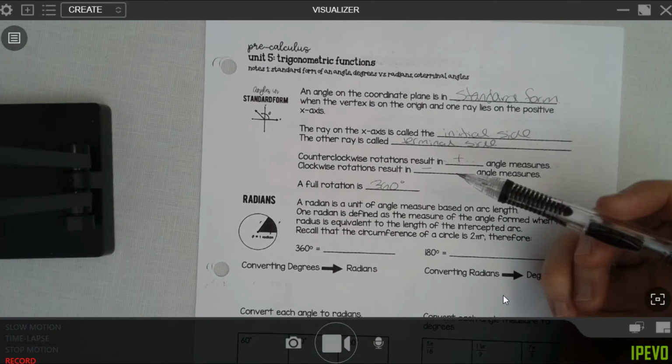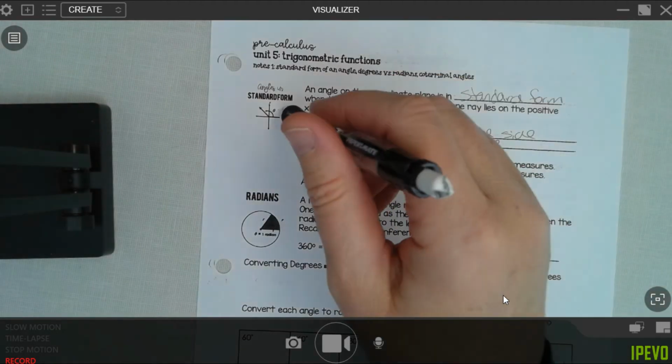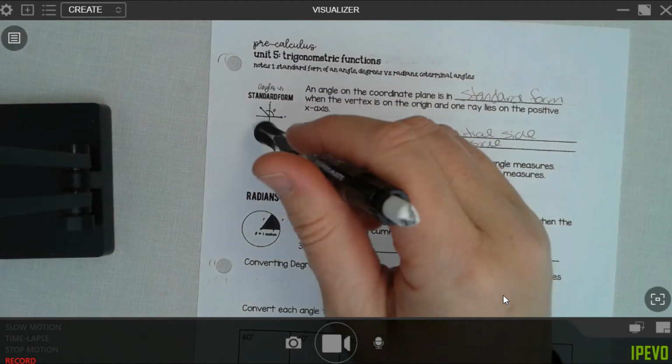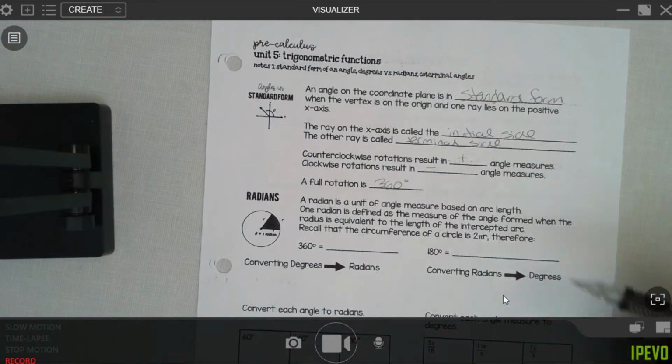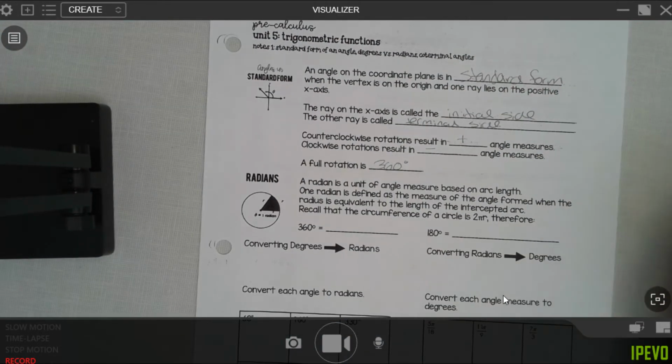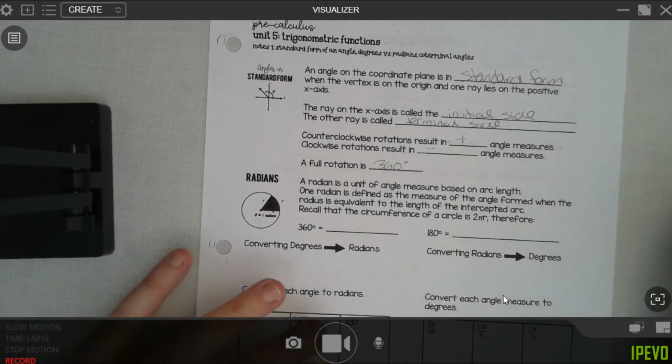When you go counterclockwise this way, you're going in the positive direction, and if you go in this direction like this, you're going in the negative. And one full rotation is 360 degrees. You should also know the difference between degrees and radians.